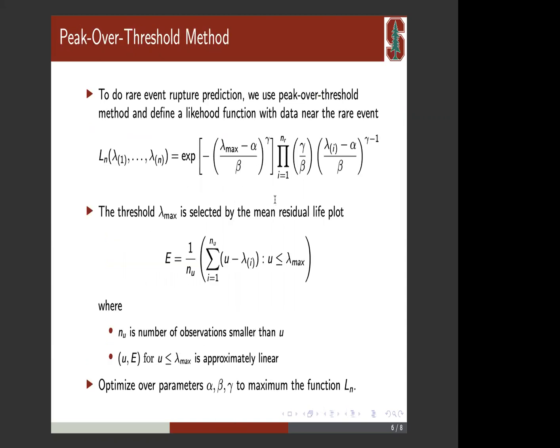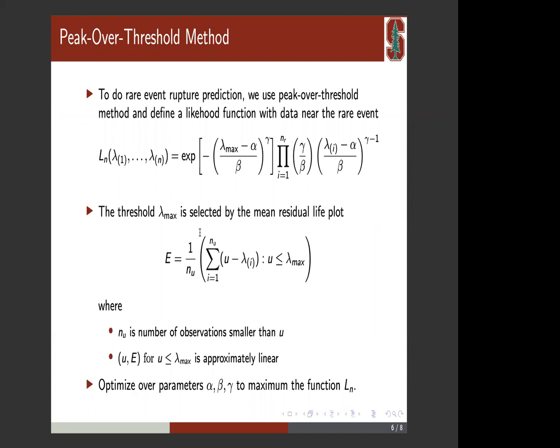To do real event rupture predictions, we can use a peak over threshold method, and following the likelihood of a Poisson point process, we can define a likelihood function with data near the real event as the first display on this page. Here, lambda max is a threshold stretch, and n sub r is the total number of observations with stretches smaller than lambda max.